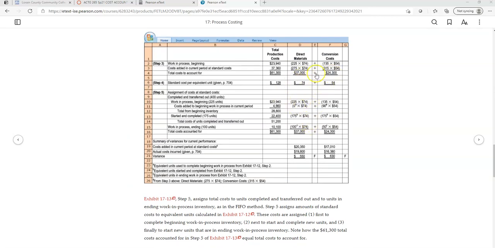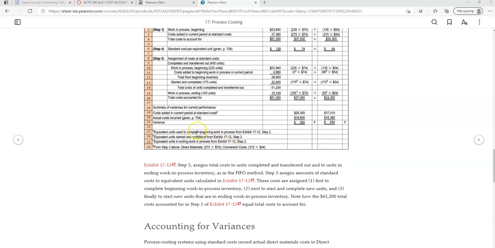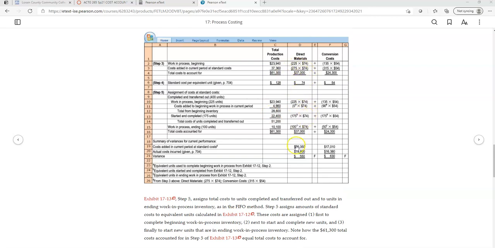And then we're going to take our standard cost and actually use that standard cost to value our costs added to beginning work in process inventory in the current period, and then the units started and completed, and then finally to work in process ending inventory. And then we can add in our costs added through the period at standard cost rates. These are our standard costs.